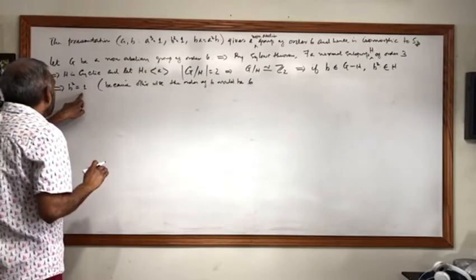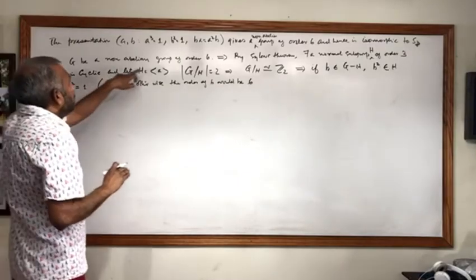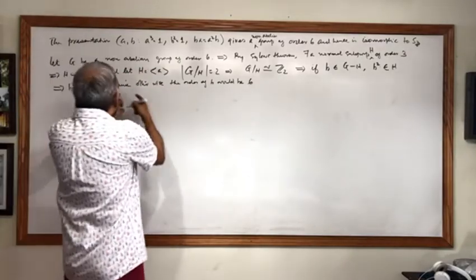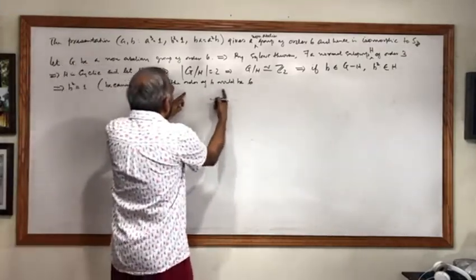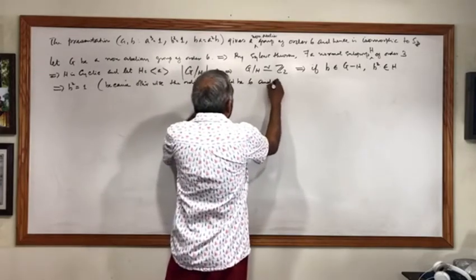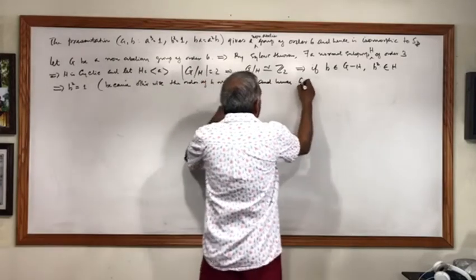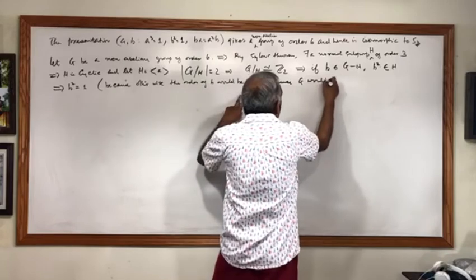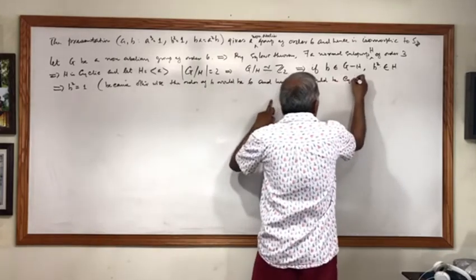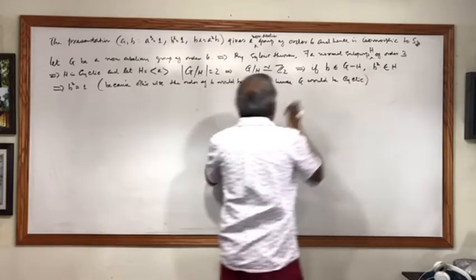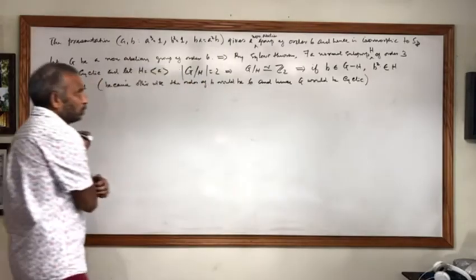If it is other than 1, then G will be cyclic. So that's what I'm saying, because otherwise the order of b would be 6 and hence G would be cyclic, which is not the case because G is a non-abelian group.